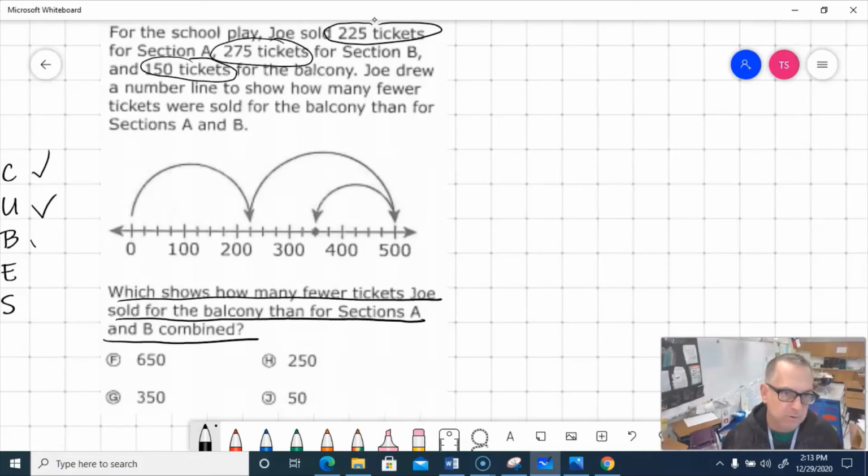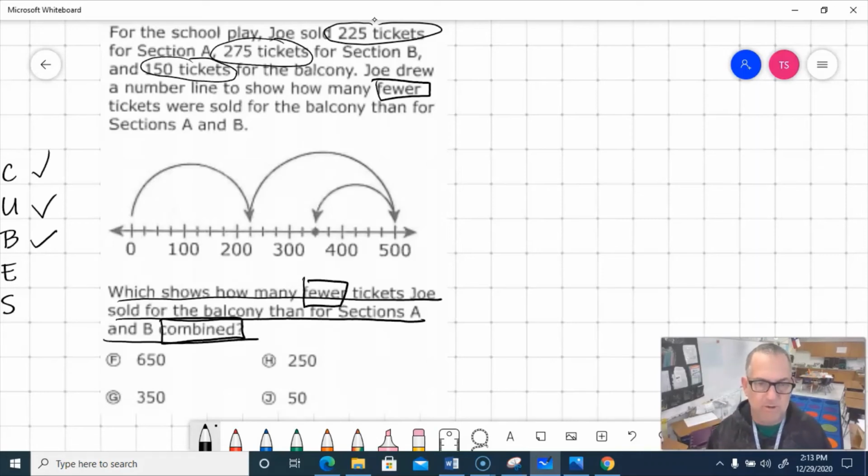Box in some operational clues. Right up here in the first part, I see fewer. Sounds like a keyword for subtraction. Right here, same thing, fewer. And right here I see combined, which is a keyword for addition. So I think there's a pretty good chance that I may need to add and subtract in this problem. That's my evaluating. So I'm going to go ahead and write an equation to solve this problem.